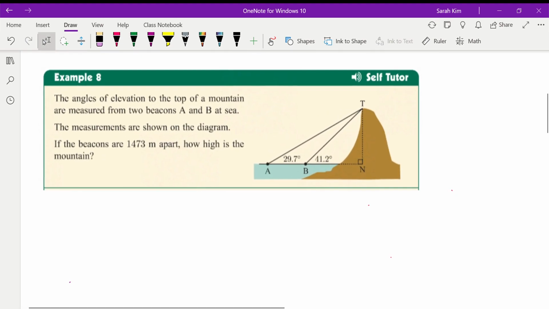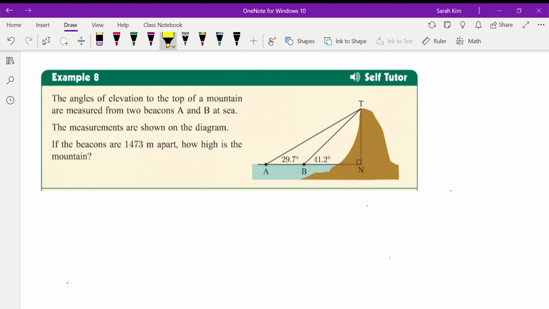So the angles of elevation to the top of the mountain are measured from two beacons A and B at the sea. The measurements are shown on the diagram. So here we go. Those are the two angles. If the beacons are 1,473 meters apart, so these two are that much apart, how high is the mountain? So this is what we're trying to eventually solve, this height over here. So we have a little bit of working out to do.